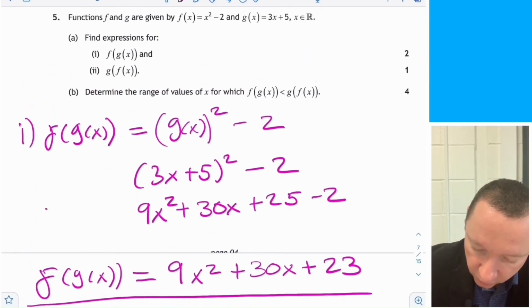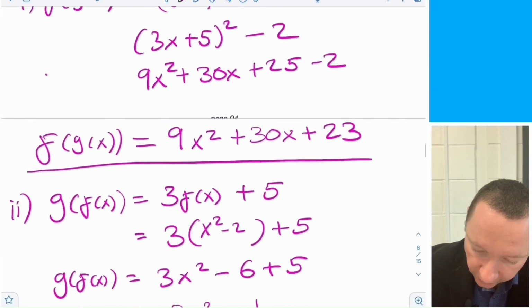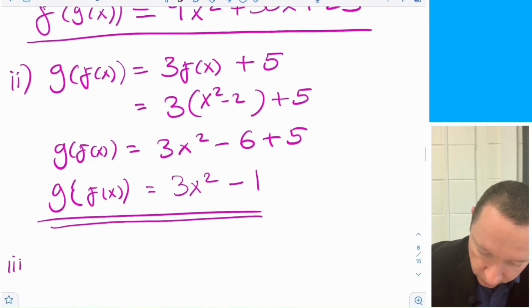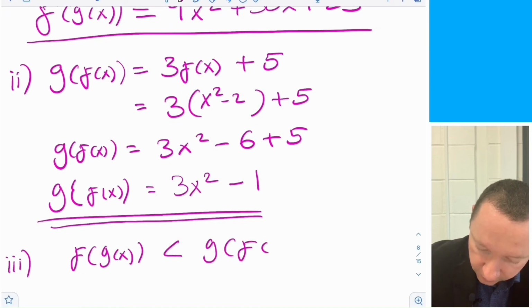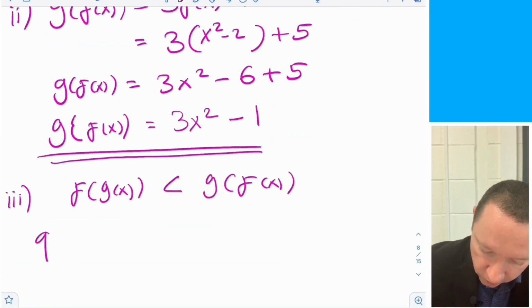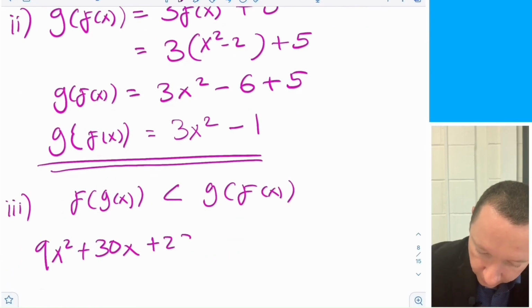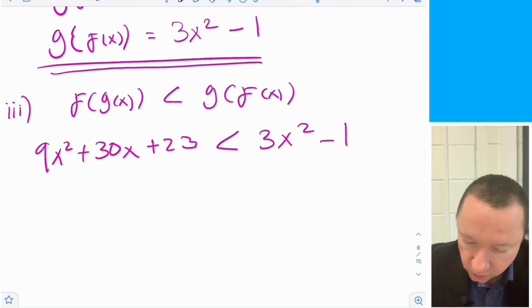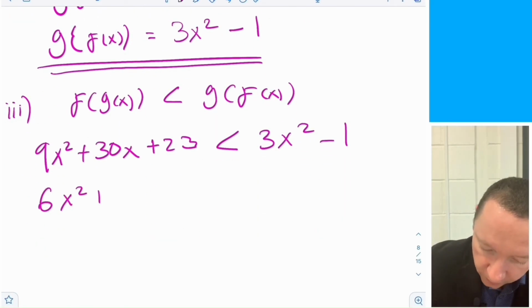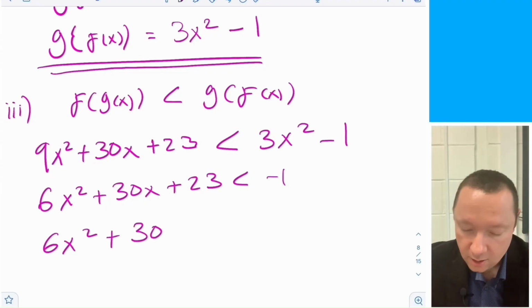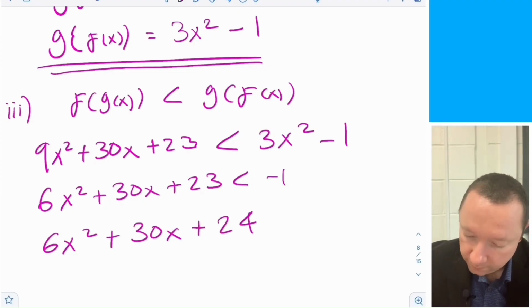Determine the range of values for which f of g of x is less than g of f of x. So we're saying f of g is less than g of f. So 9x squared plus 30x plus 23 has to be less than 3x squared take away 1. Taking the x squareds across, we've got 6x squared plus 30x plus 23 is less than minus 1. So 6x squared plus 30x plus 24 is less than 0.